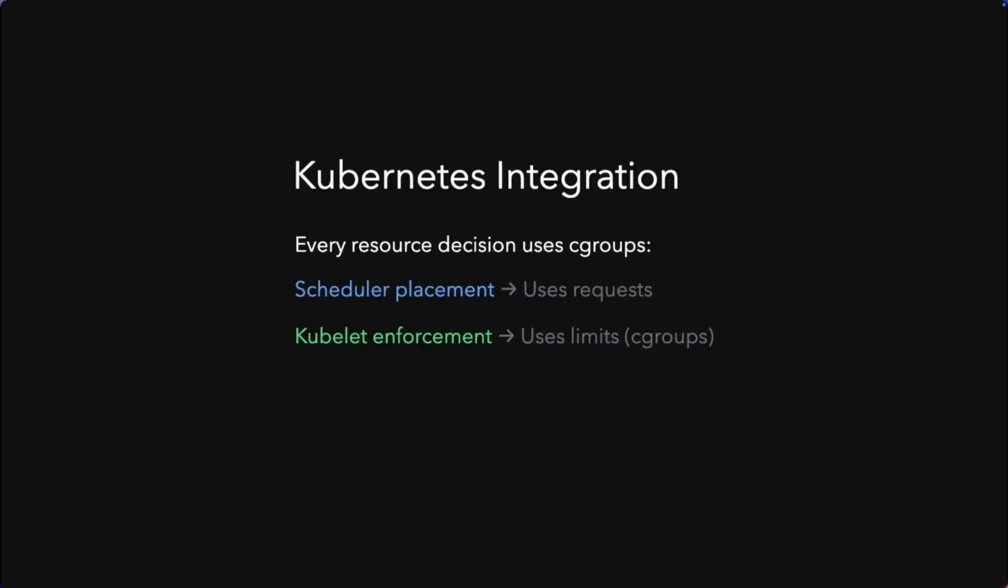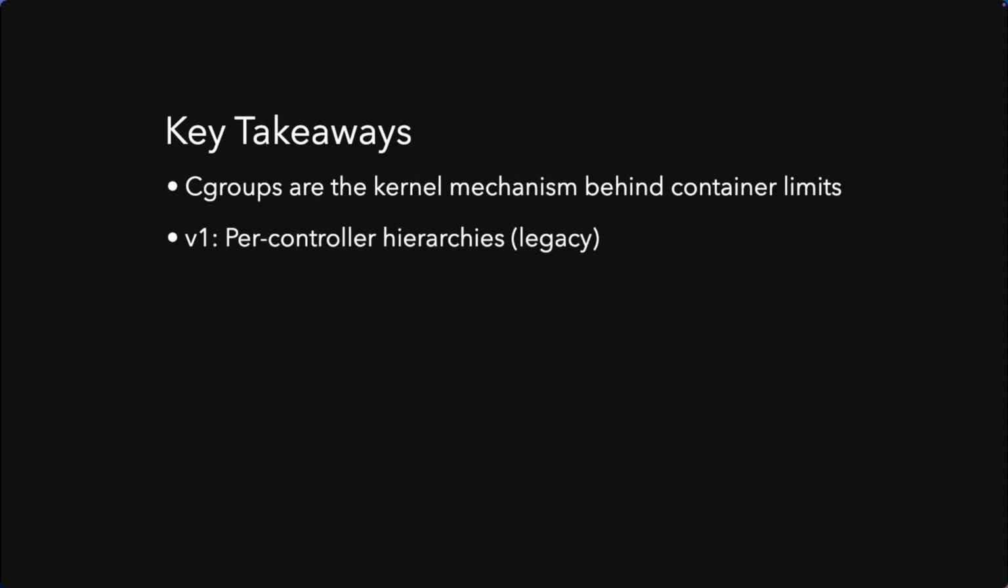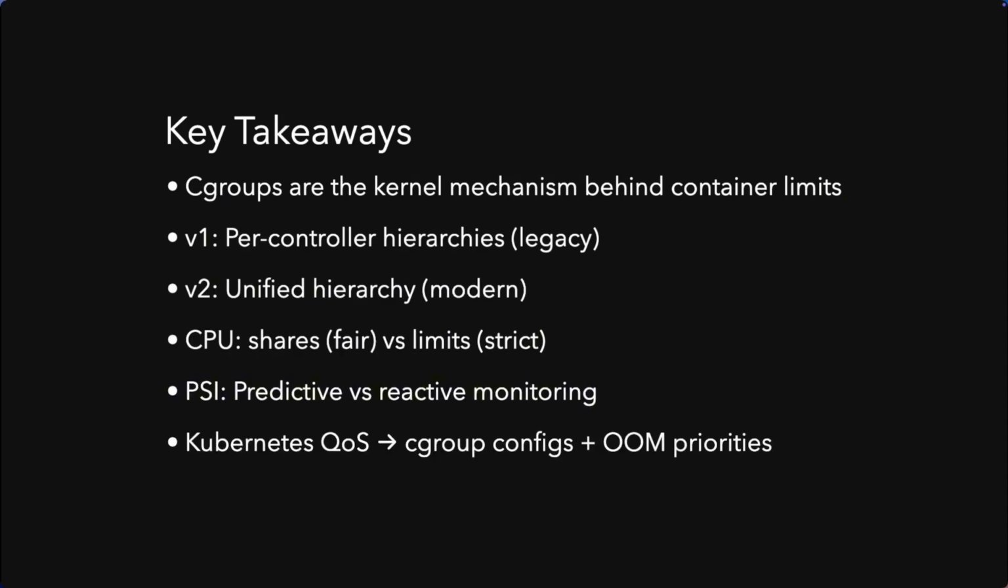Every resource decision in Kubernetes uses cgroups, so you should understand quality of service classes: guaranteed for critical services, burstable for standard workloads, and best effort for batch or background jobs or something like this. Let's recap what we have learned. Cgroups are the kernel mechanism behind every container resource limit. When you set a memory limit in Docker or Kubernetes, you are writing to a cgroup control file. When a process gets killed, the kernel cgroup subsystem did it.